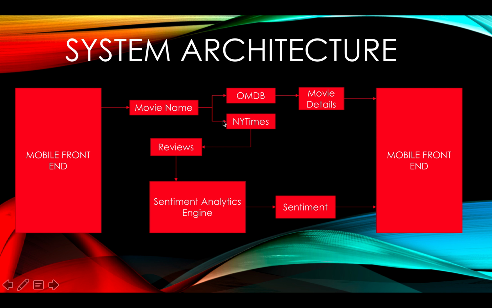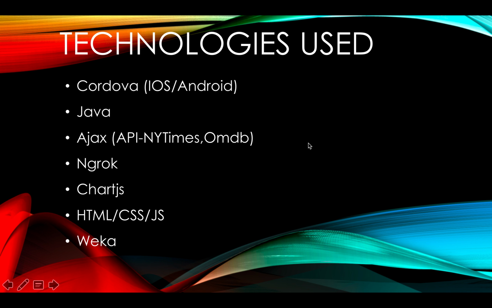The other part of the architecture is that it takes the movie name and sends it to the NY Times API, and from the NY Times API it gets the corresponding reviews, and all the reviews are sent to the sentiment analytics engine. From the sentiment analytics engine we get the sentiment, and this sentiment is shown on the front end mobile app. So this is how the entire full stack application functions.